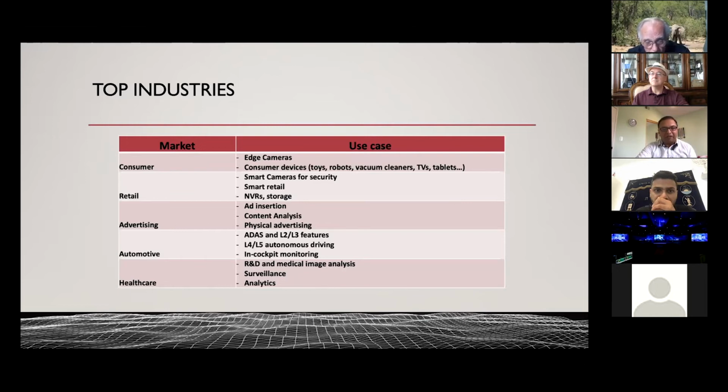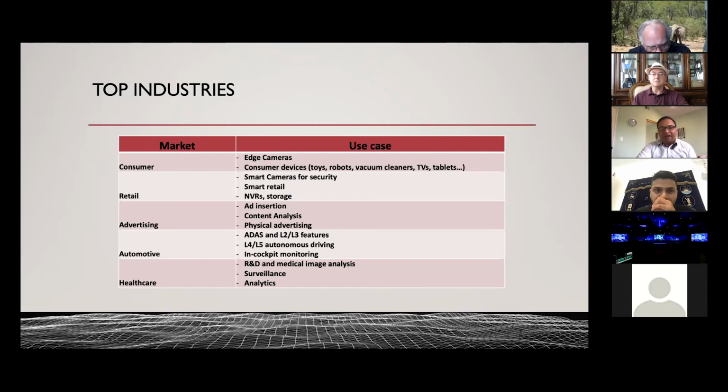Advertising, another big market for computer vision. Ad insertion, content analysis. So where should you insert the ad by looking at the video that's playing, or even physical advertising for that matter. Where do you embed the camera so that you get the analytics and how many people looked at your ad, how many people were happy, how many people just ignored it, what was the reaction. So advertising is another industry where computer vision has become very prominent.